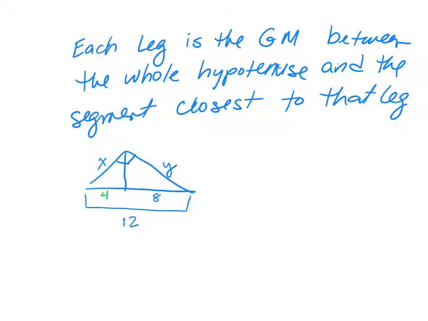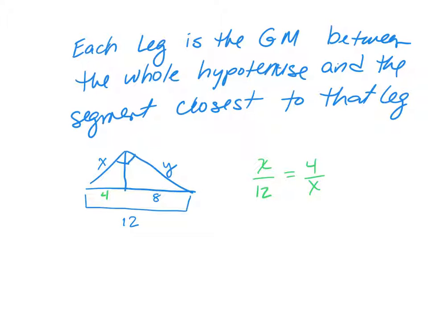Each leg, x and y. Each leg is the geometric mean between the whole hypotenuse and the segment closest to that leg. So the two legs in this picture, which are they? What are the legs of a right triangle? It would be x and y. The two sides that are not the hypotenuse are called the legs. You remember that for HL and all that we did? All right, so let's do the x first. That is a leg. X is the geometric mean, goes kitty corner, right? Between the whole hypotenuse, how much is the whole hypotenuse measure? 12. And the piece closest to the x, what's that measure? 4. Very good.